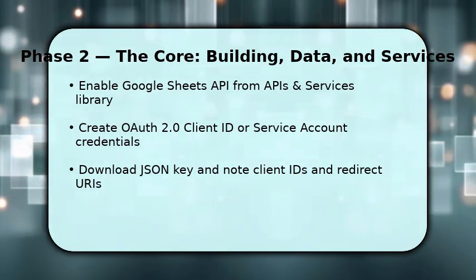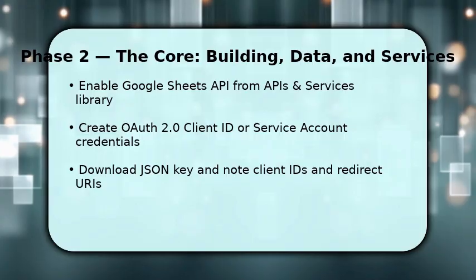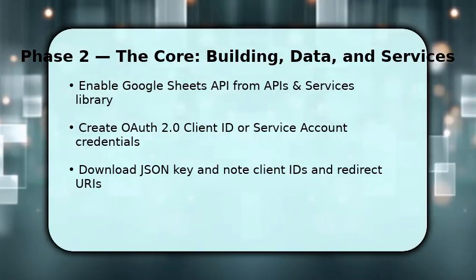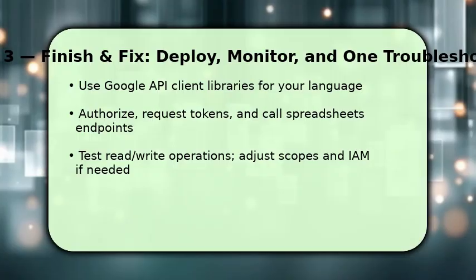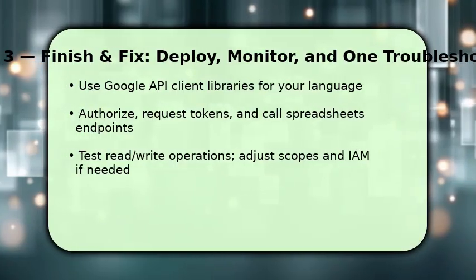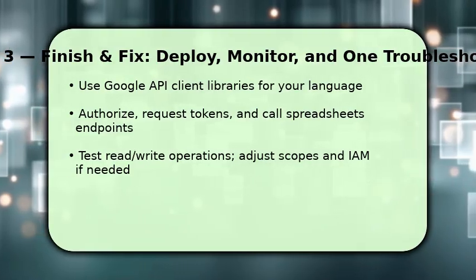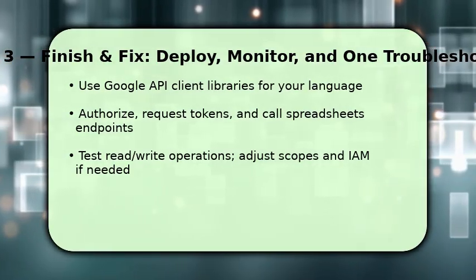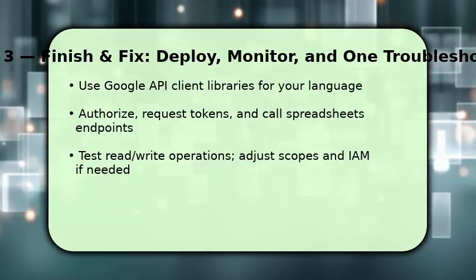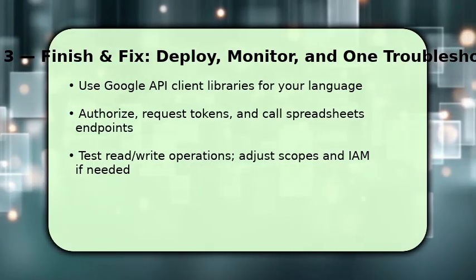Implement the client using Google's official library for your language. This handles OAuth flows and token refreshing. You will either exchange an authorization code for tokens or load a service account key and impersonate if needed. Once authorized, call spreadsheets.values.get or spreadsheets.values.update to test reads and writes.